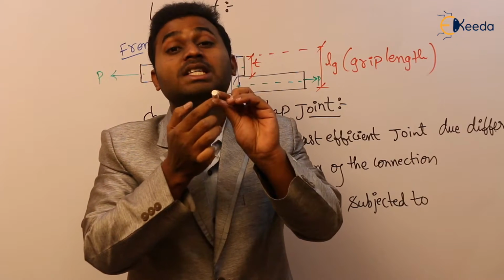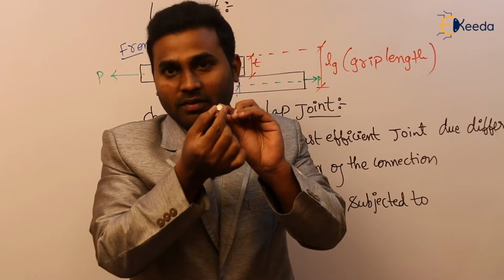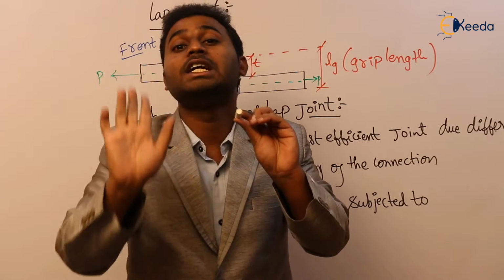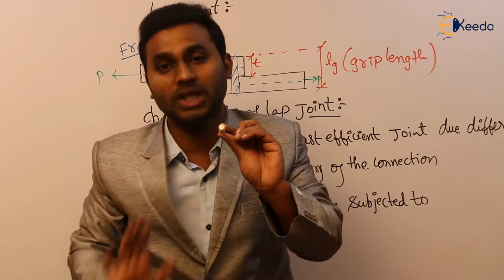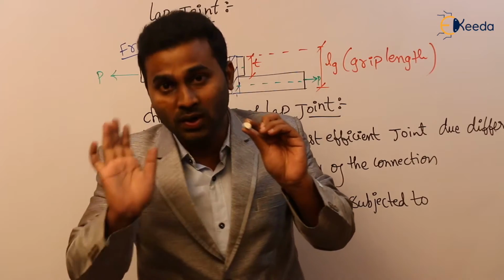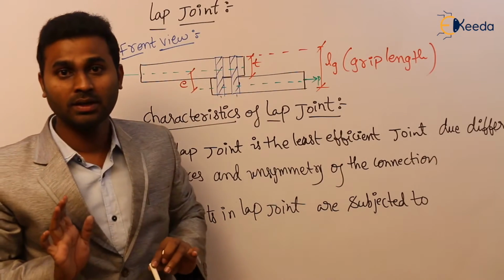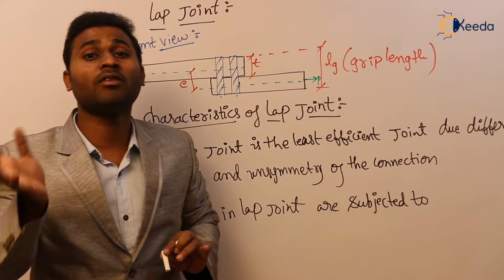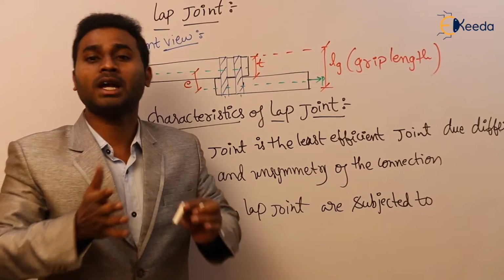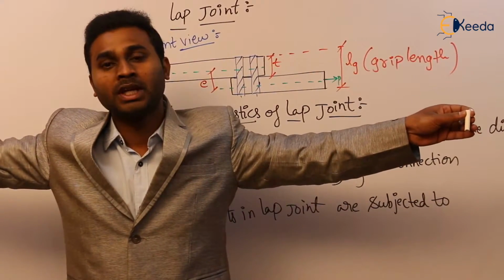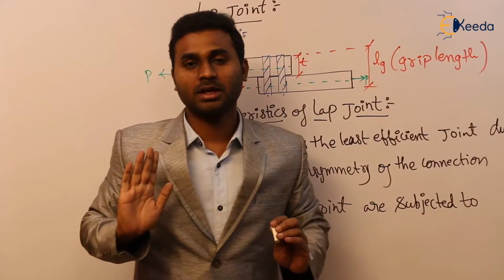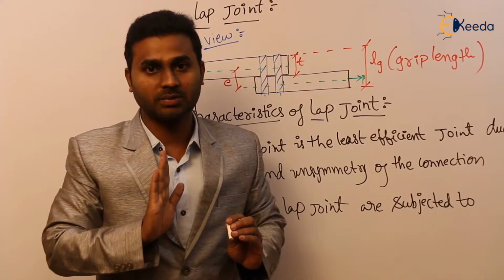Now what is this area? Circular area. So the diameter of the bolt is D, so pi by 4 D square. That is the area subjected to shear. So the bolt in this connection is subjected to shear. If they don't have proper shear strength, then they will break and both the plates will move away. Agree or not? So that is the first force that bolts are subjected to.